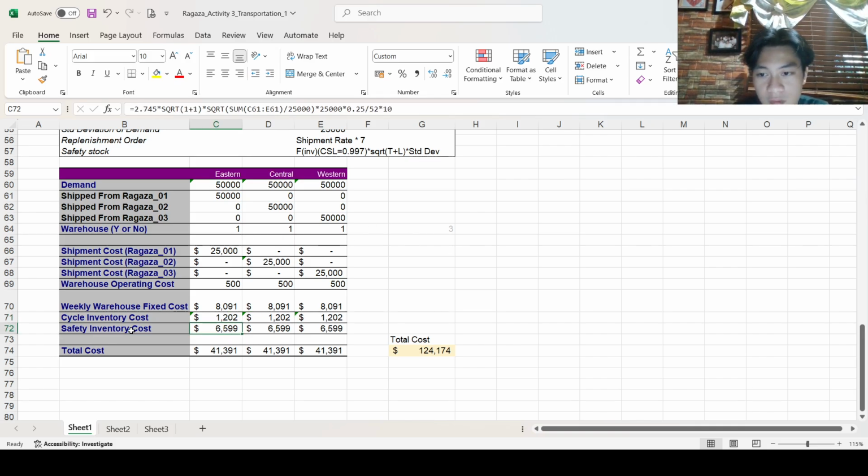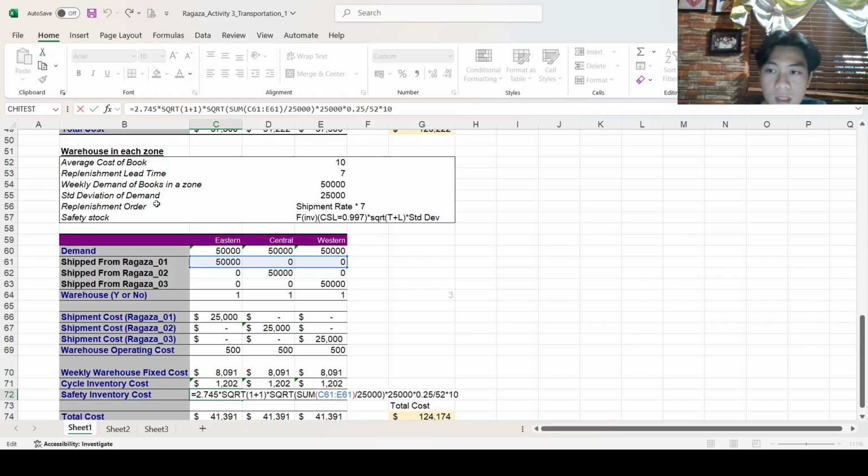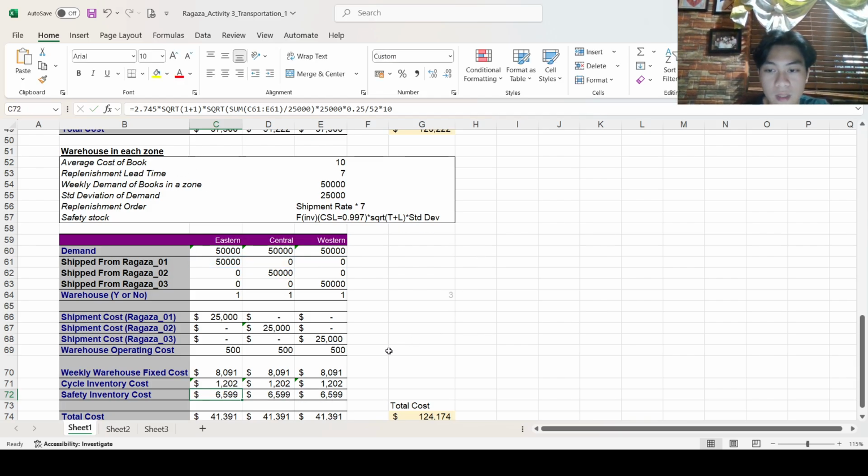And then moving on to the safety inventory cost, this is the formula, which is by getting the 2.745 times the square root of 2 times the square root and sum of the part of the ship demand from the eastern part divided by 25,000, which is the standard deviation of demand, times again the 25,000 times 0.25 times the total weeks in a year times the average cost of a book, which we will get by 6,599.